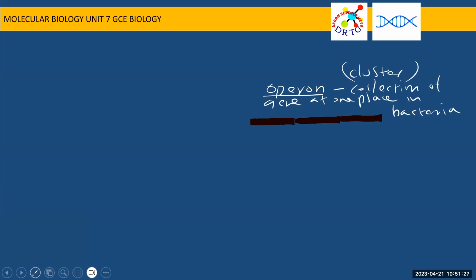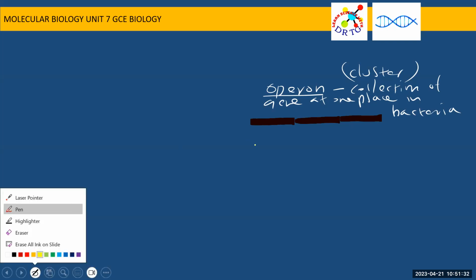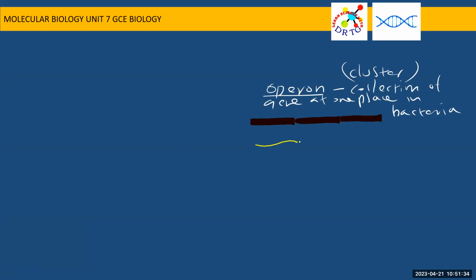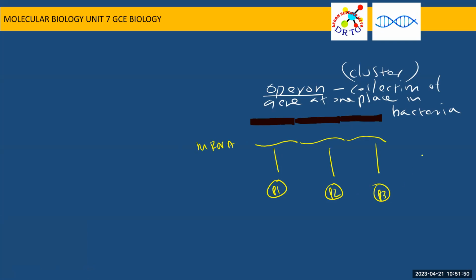And when it comes to gene expression, what's going to happen? This makes an mRNA, and this makes an mRNA. So this is the mRNA. And this makes a protein, this is going to make another protein, and this is going to make another protein. Protein 1, protein 2, protein 3. So this is the well-known method of gene expression, the organization of genes in prokaryotes.